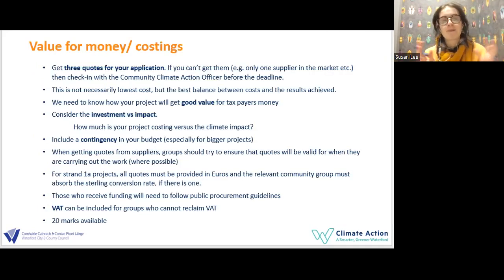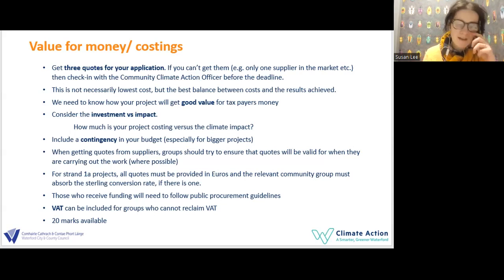Now, obviously, a big part of a project is the budget and the value for money. So groups need to self-certify their need for this grant, and it should be made clear in your application. For your application, you're going to need 3 quotes for each item. Now, if you can't get them, sometimes it might not be possible. It could just be that there's really only one supplier in the market providing what your community wants to put in. So if you can't get your 3 quotes, just touch base with myself before the deadline, just so we can go over that.